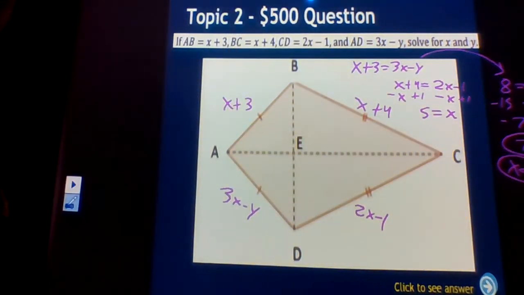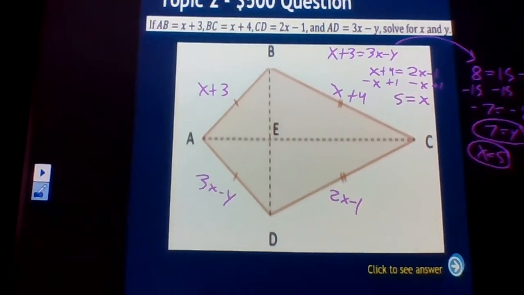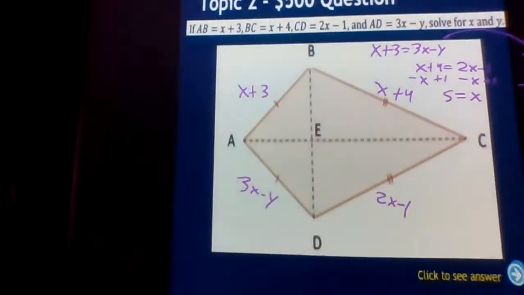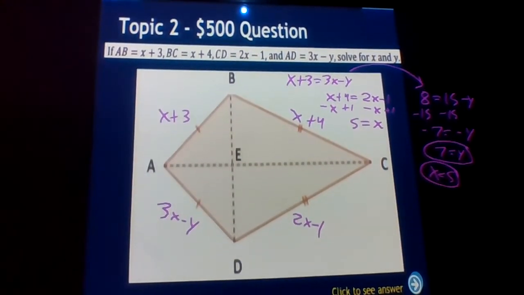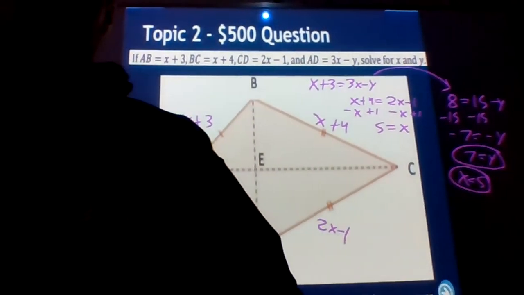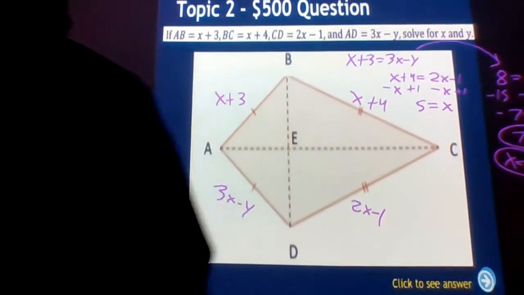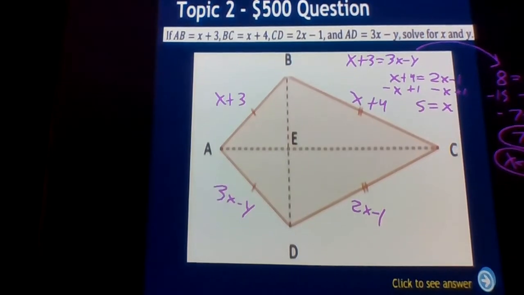Is that off the screen a little bit? That's okay. There it is. Lack of awareness on my part there.